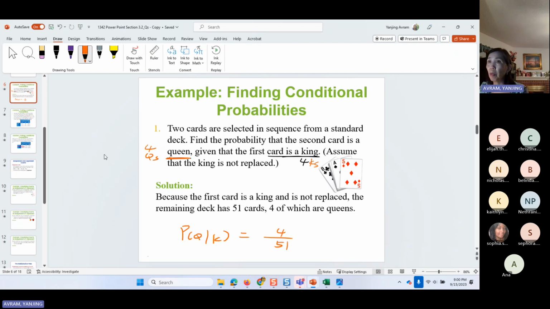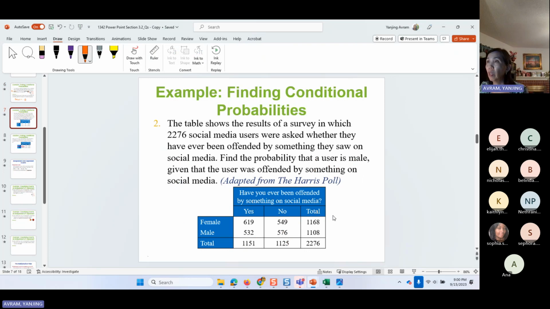All right, so that's called a conditional probability. Okay, so look at this one. For the conditional probability, this table shows the result of a survey of social media users who were asked whether they have been offended by something they saw on social media. What is the probability that the user is male, given the user was offended by something on social media?